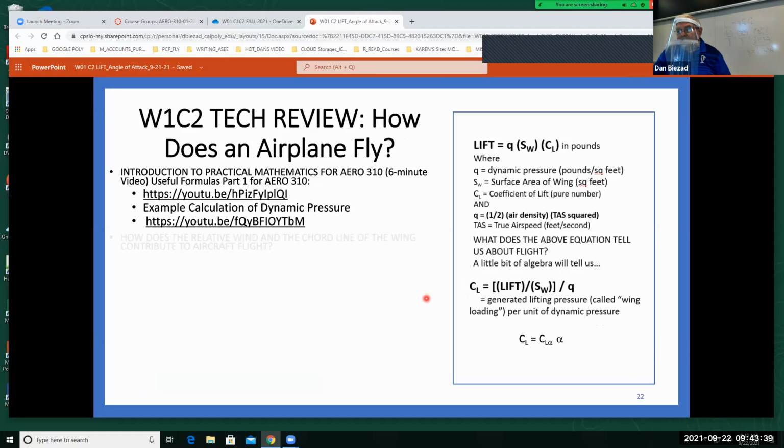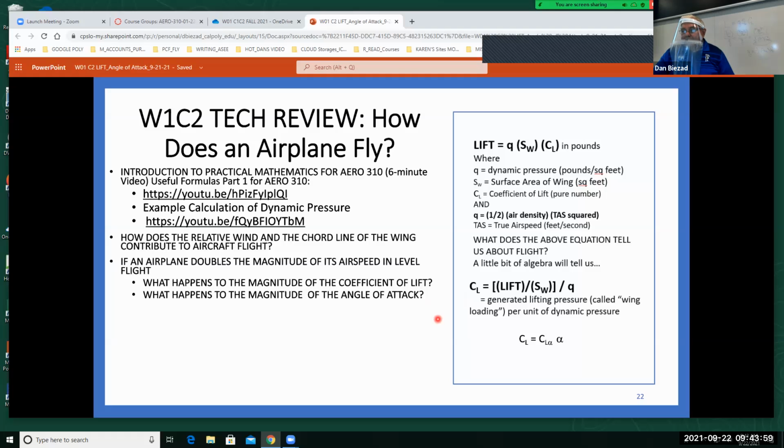Those are the formulas that are available on Canvas. How does the relative wind and the chord line of the wing contribute to aircraft flight? Hopefully you know how to answer that question today. Or the other way to answer that question is, how does an airplane fly?